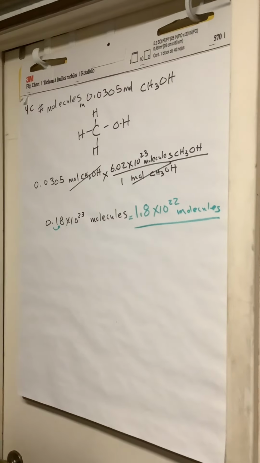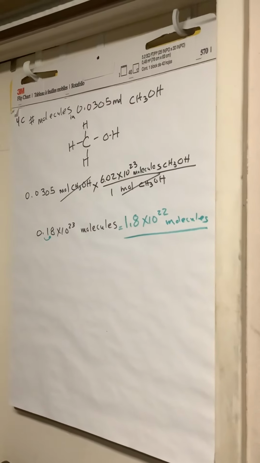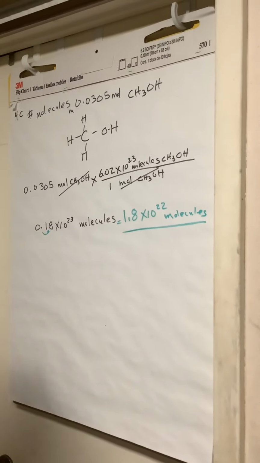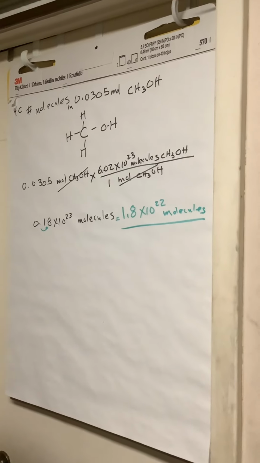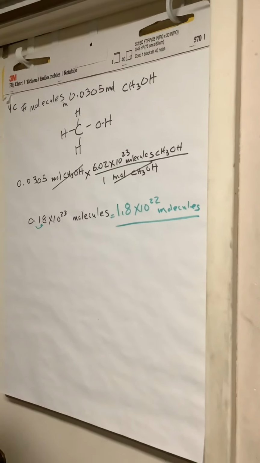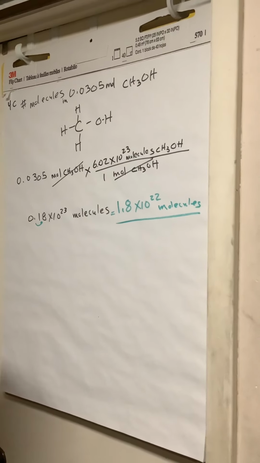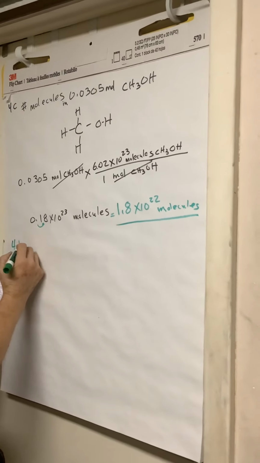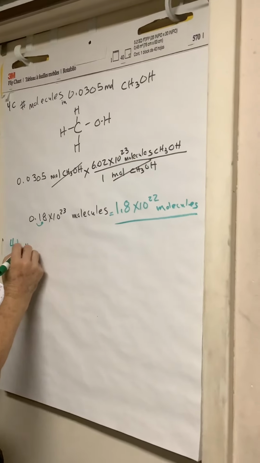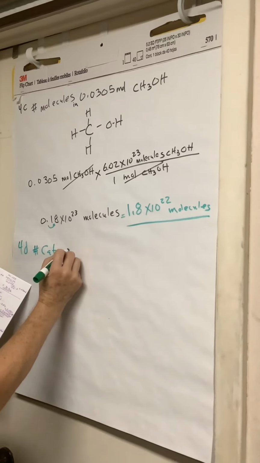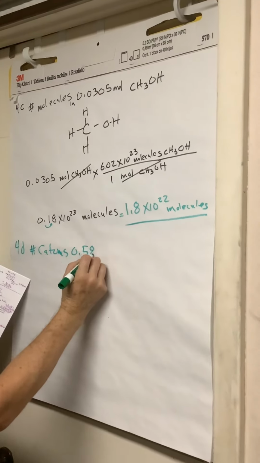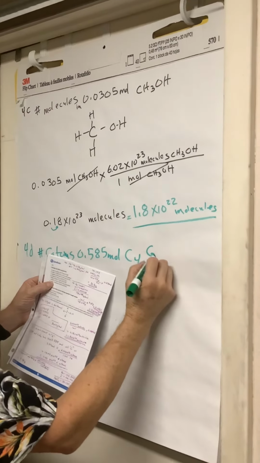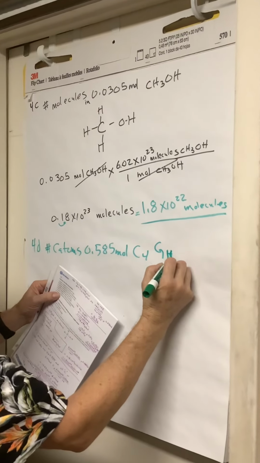So, what else can I do here? That does it. So, the next one is for D. It says something crazy. Number of carbon atoms in 0.585 mole of C4G10. Oops, G10.